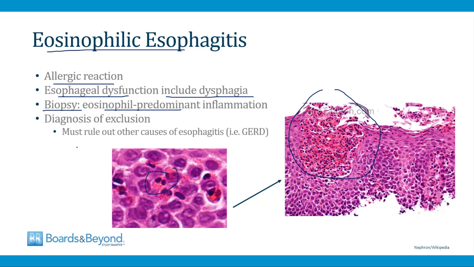Importantly, eosinophilic esophagitis is a diagnosis of exclusion. You have to rule out other causes of esophagitis, especially GERD. The diagnostic criteria for eosinophilic esophagitis require that the patient has symptoms of esophageal dysfunction, a biopsy showing eosinophils, and no other cause of esophagitis, meaning no evidence of GERD or infectious esophagitis.